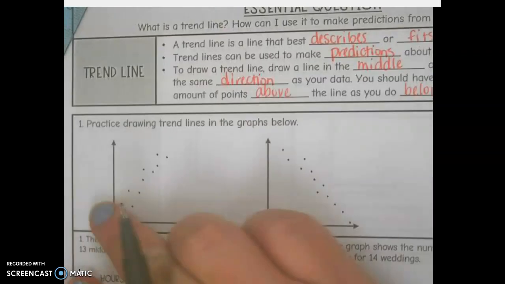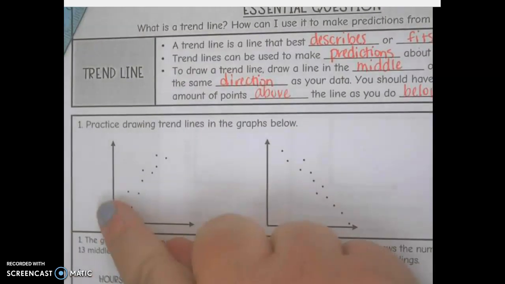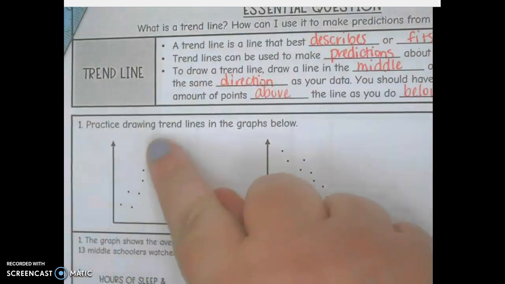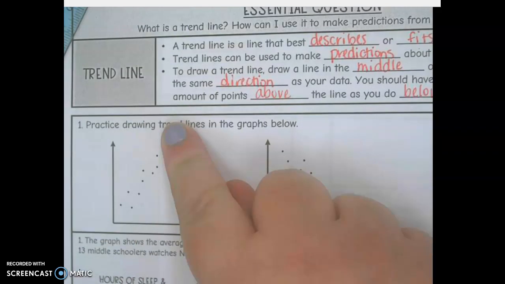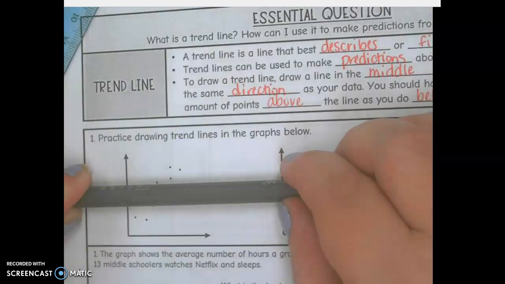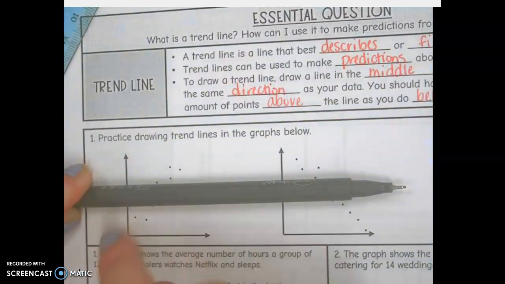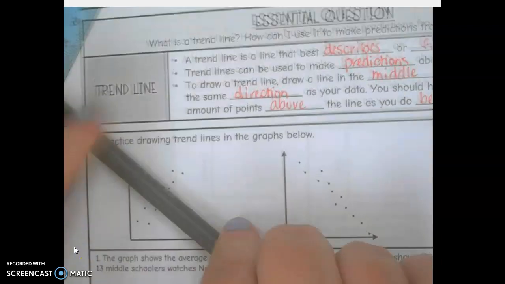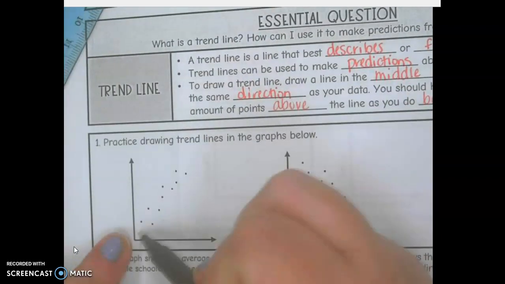So I can see if I trace it with my finger that my line is going this direction. So I'm going to draw my trend line going that direction. I don't want to draw it this direction. I'll use my pencil. I don't want to draw it that way because that doesn't go the direction. I don't want to draw it this way. It doesn't go the direction. So I want to go this direction.